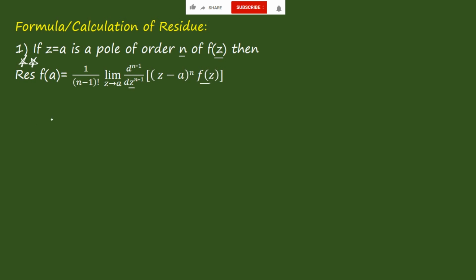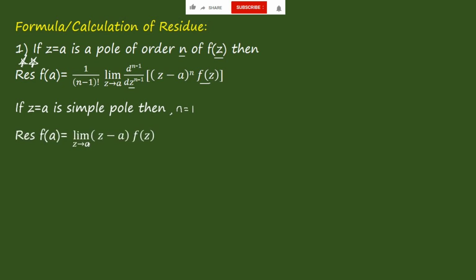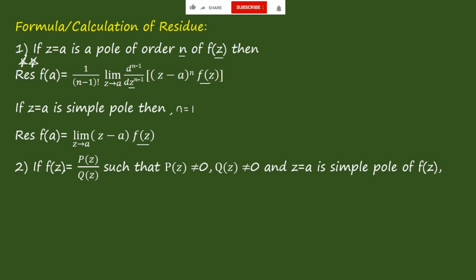Now, if you consider n is equal to 1, then it is a simple pole. z is equal to a is a simple pole. Then the residue at a is equal to the limit as z tends to a of (z minus a) f(z). There is no need of doing any differentiation in this particular case. Now, if you have a special case like f(z) is equal to p(z) by q(z), such that p(z) is not equal to 0 and q(z) is not equal to 0, and z is equal to a is a simple pole of f(z), then the residue at z tends to a is equal to p(z) by q'(z). This is the general formula of a residue.